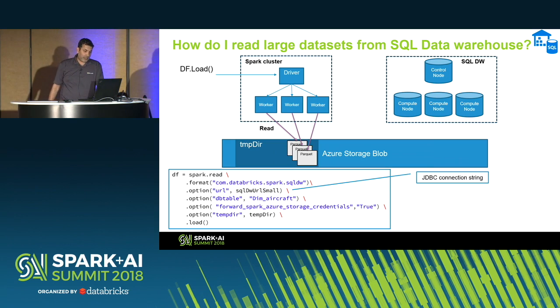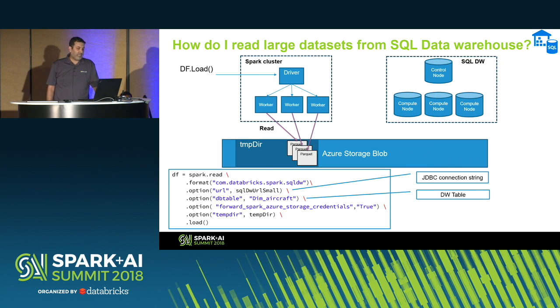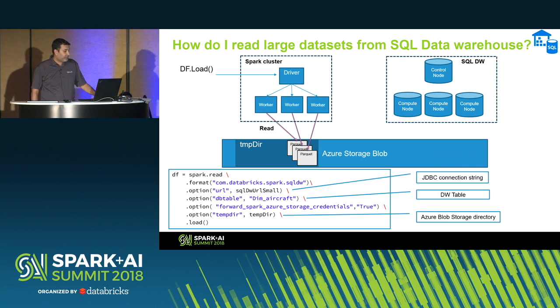So a couple options from this perspective. This is the JDBC connection string. This can be a table or a query. And then you have the temp directory, which is a directory. It can be a mounted directory, but it's an Azure Storage directory.